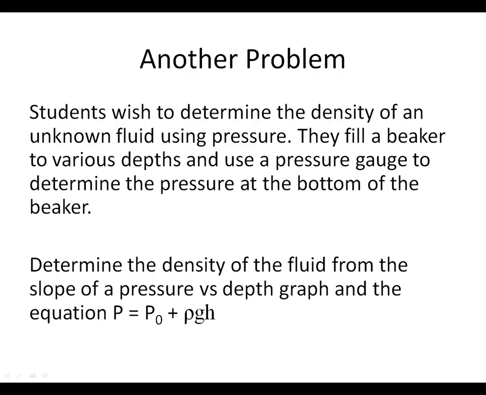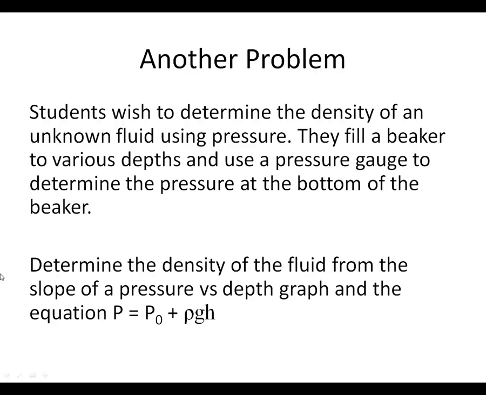Let's try another problem. Students wish to determine the density of an unknown fluid using pressure. They will fill a beaker to various depths, and they'll use a pressure gauge to determine the pressure at the bottom of the beaker. Our job is to determine the density of the fluid from the slope of a pressure versus depth graph and the equation absolute pressure is atmospheric pressure plus the gauge pressure, which is also known as rho gh. Now this is the way that we're going to see the problems worded on the AP exam.